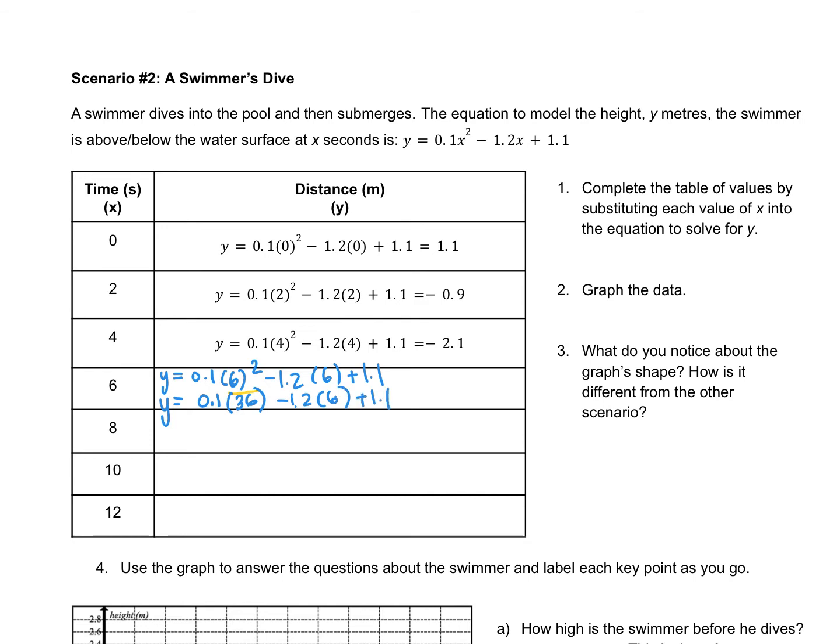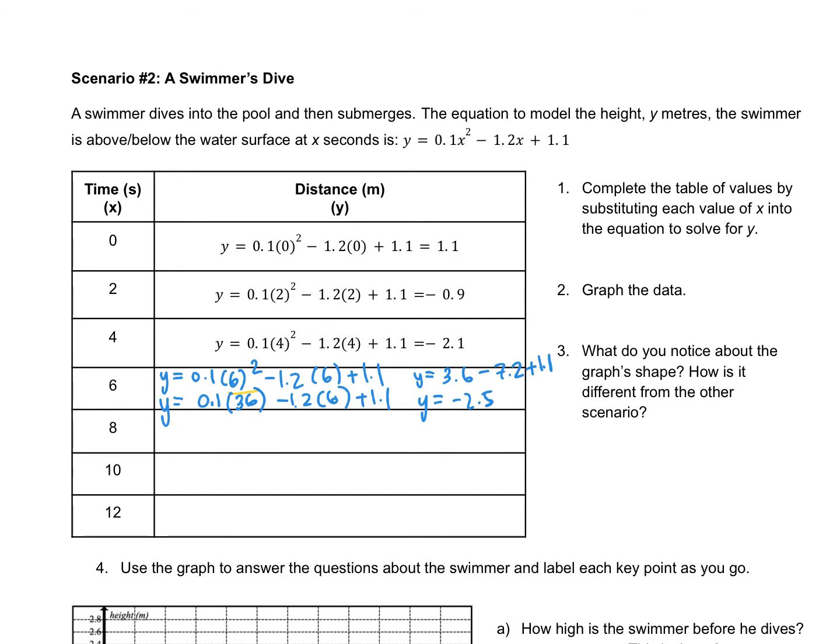And the next operation in BEDMAS would be division, which we don't have, and then multiplication. So I'm going to do 0.1 times 36 is 3.6, and then 1.2 times 6 is 7.2, and then plus the 1.1. And if we do this, 3.6 minus 7.2 plus 1.1, we get negative 2.5.